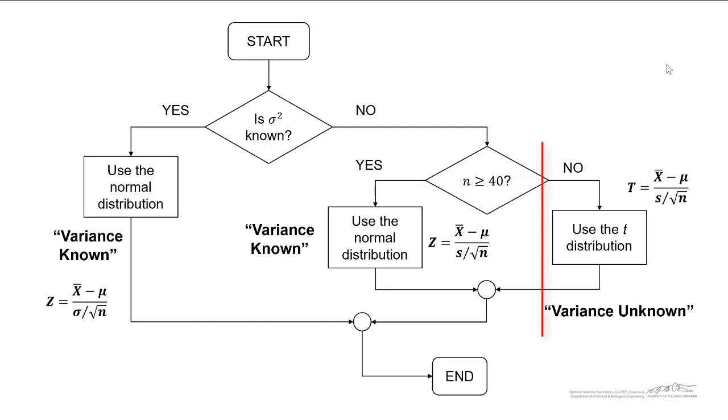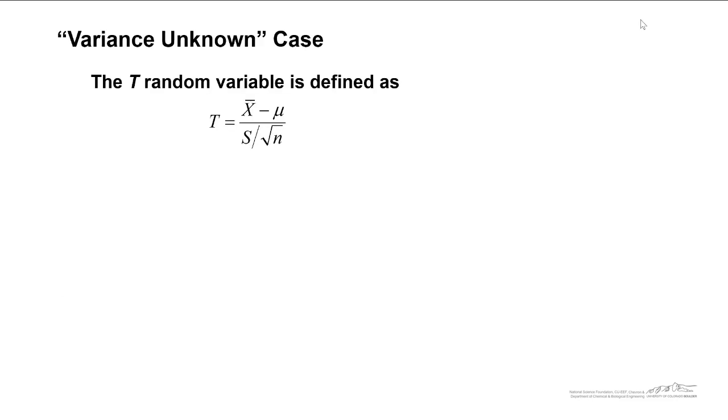If variance is unknown, but we have a small sample size, then we have to use something known as the T-distribution. And our test statistic, or our T parameter here, becomes x bar minus mu divided by s divided by root n. This is the variance unknown case, and that's what we'll be covering in this screencast. The t random variable is defined as x bar minus mu divided by s over root n. Instead of sigma, when we calculate the z statistic, in the t statistic we use s.